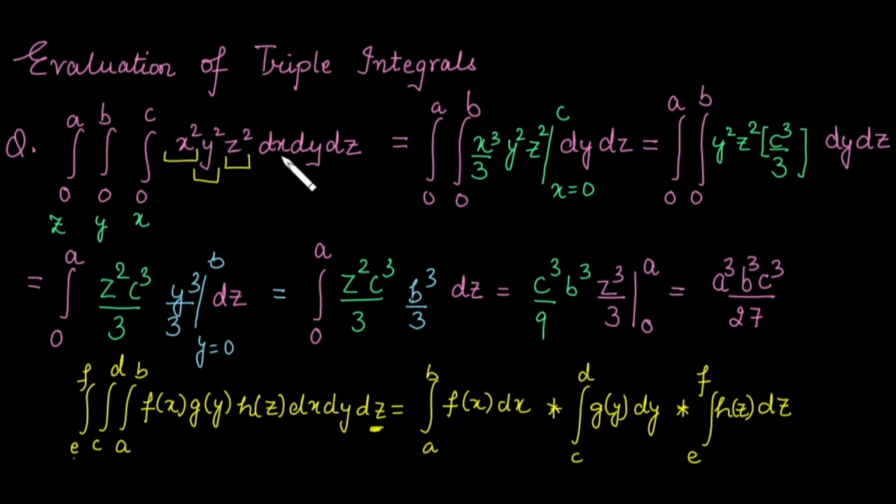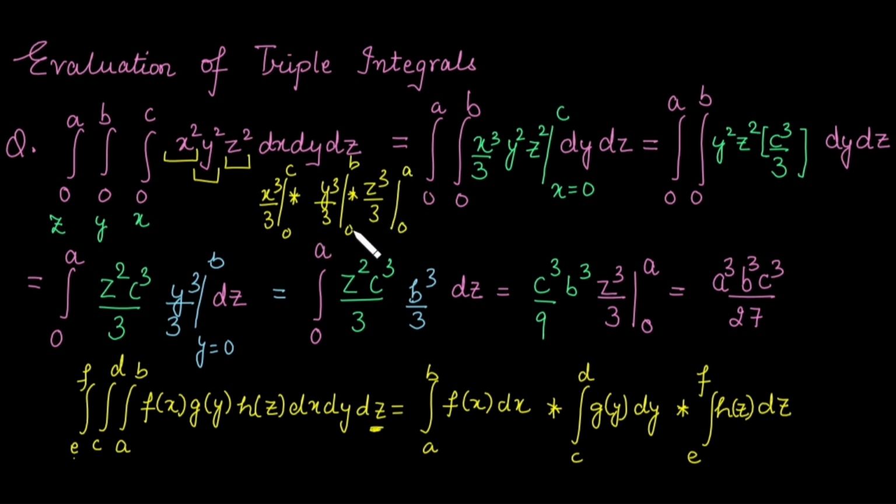Directly take the integration of x square, that is x cube by 3, into integration of y square with respect to y, that is y cube by 3, into integration of z square with respect to z, that is z cube by 3. Now substitute the limits. X limits are 0 to c, y limits are 0 to b, z limits are 0 to a.